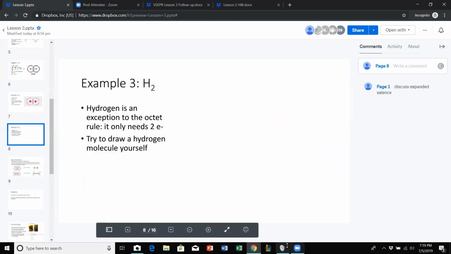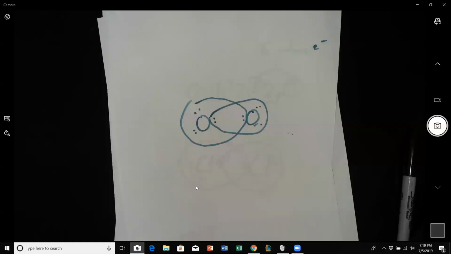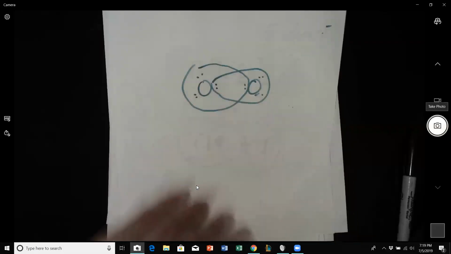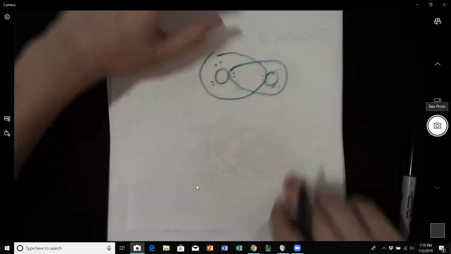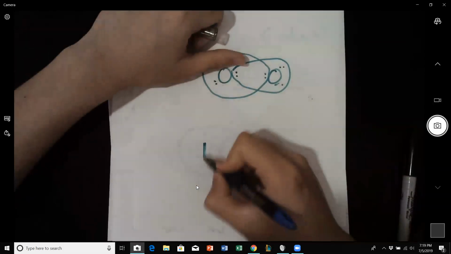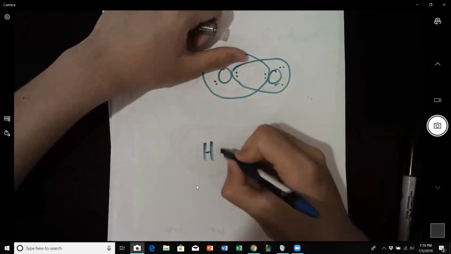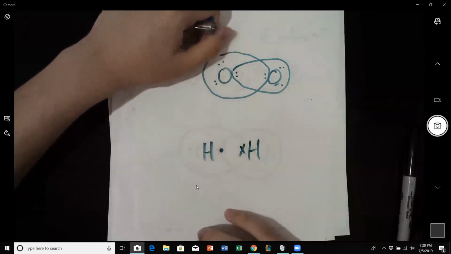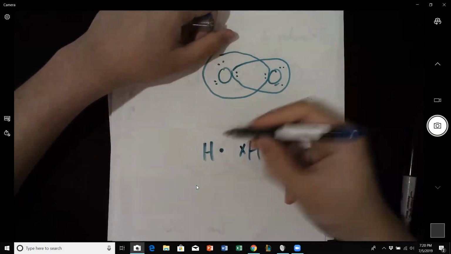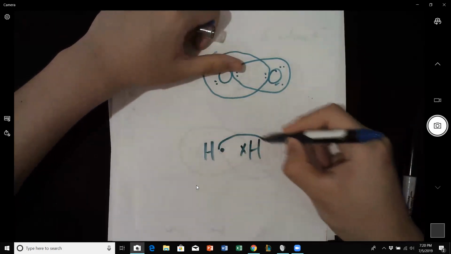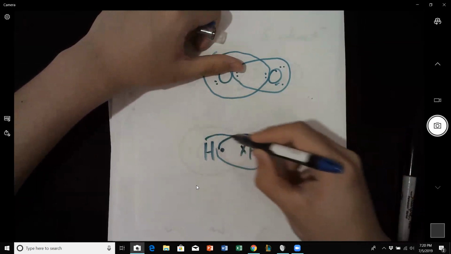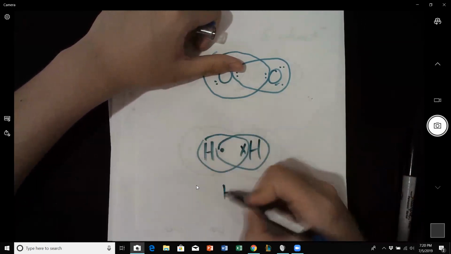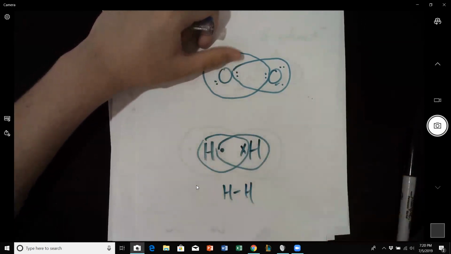Let's just go over this example. What you should have drawn is, I'll use the dot and cross diagram, so it might be helpful. We have an H with a dot, and then an H with a cross. Each one of these hydrogens wants 2 electrons, so they share like this. So we should have an H, single bond, H.